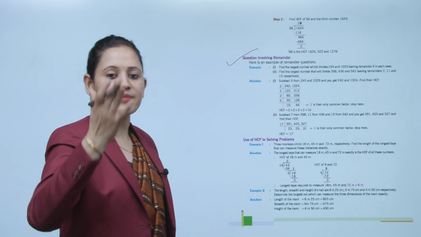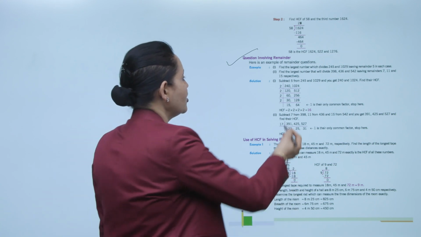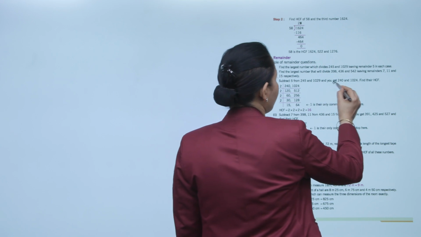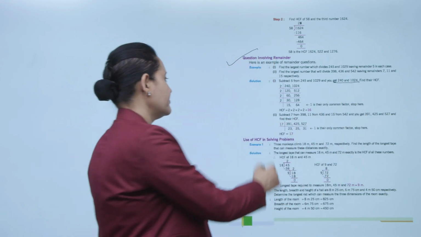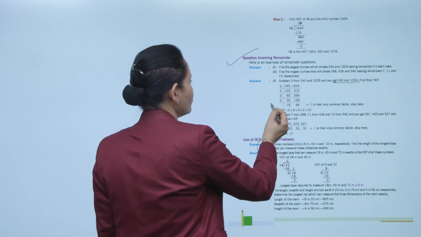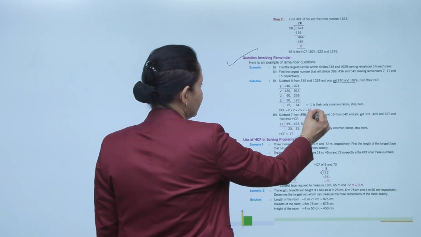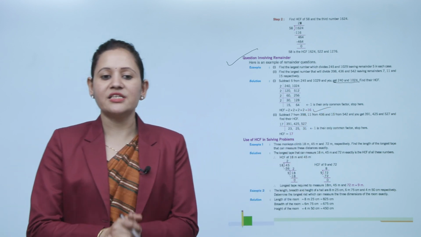So what will we do? We will subtract 5 from 245 and 1029. So we'll get 240 and 1024. Now we will find their HCF. So here the HCF is 2 into 2 into 2 into 2, that is 16. Clear? So this is how we'll find the HCF.